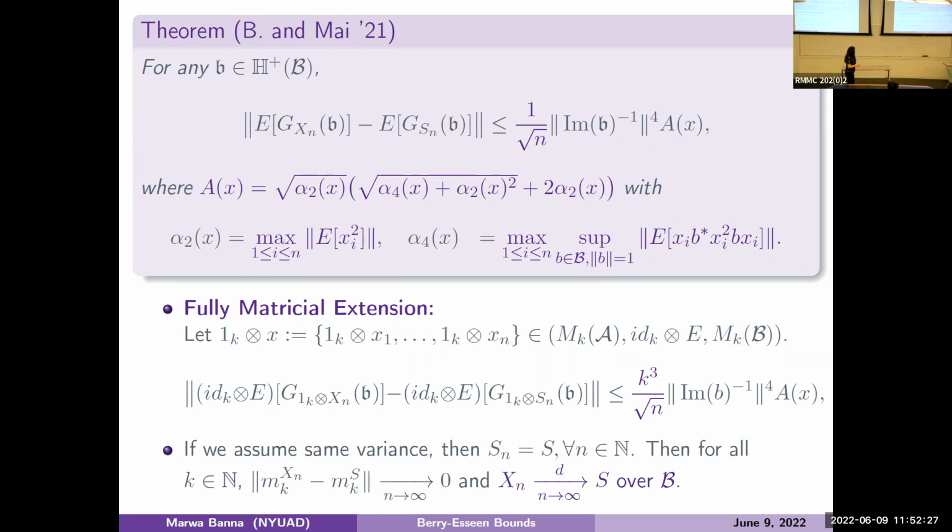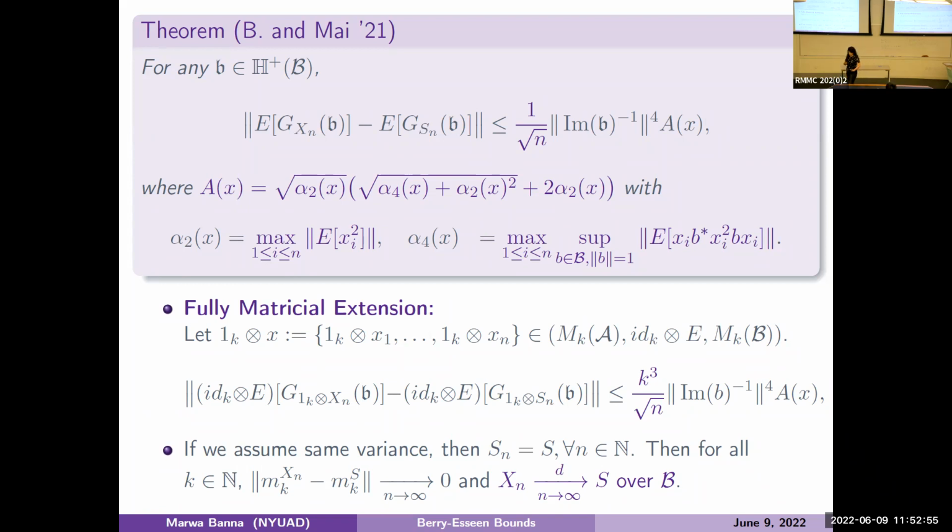And so if we assume that Sn is independent of n, like, for example, if you assume that the xi's are identically distributed, then in this case, Sn is itself an operator valued semicircular element and the variance does not depend on n. Then in this case, we prove that xn converges to S, the operator valued semicircular element over B.